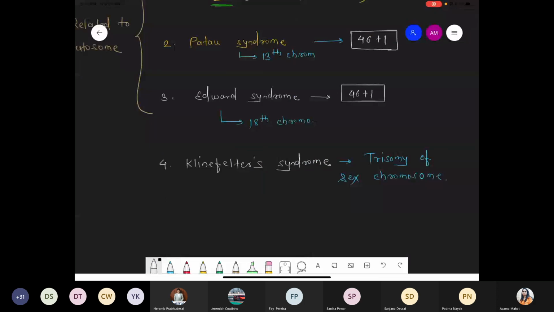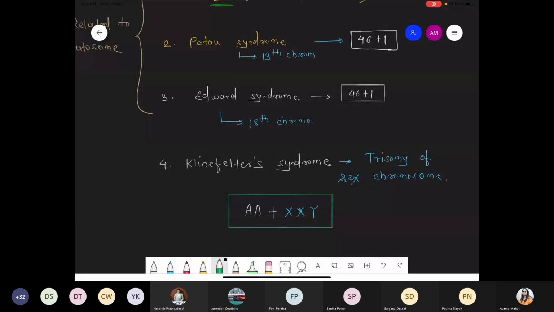Basically, in an organism, normally autosomes are present, plus there is the presence of XXY. So here, what happened? There is one extra X chromosome present. In Klinefelter, that person is basically a male because the Y chromosome is present, but that male also expresses some female characters, like rudimentary ovary development, breast development, some features that are similar to a female.